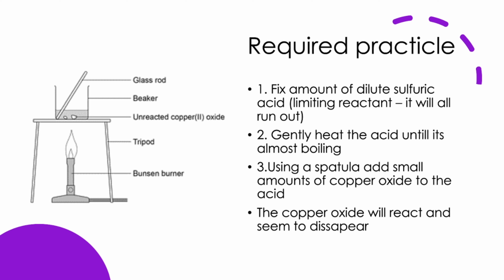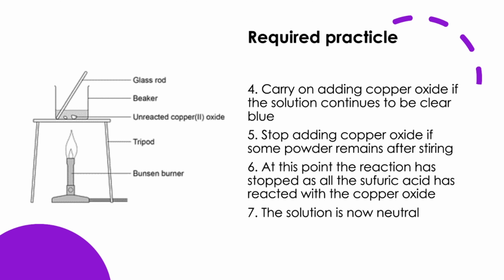So using a spatula, add small amounts of copper oxide to the acid. The copper oxide will react and seem to disappear. Carry on adding copper oxide if the solution continues to be clear blue. However, you need to stop adding copper oxide if some powder remains after stirring using a glass rod.